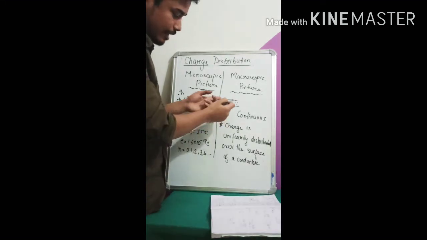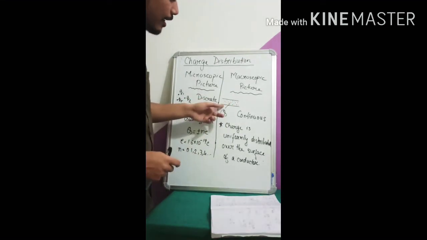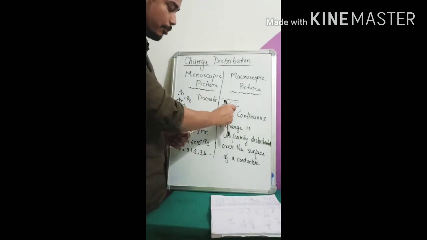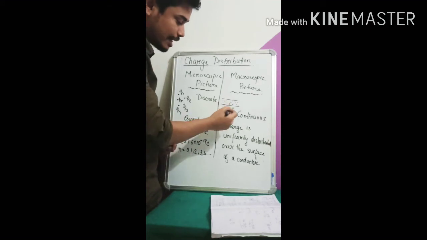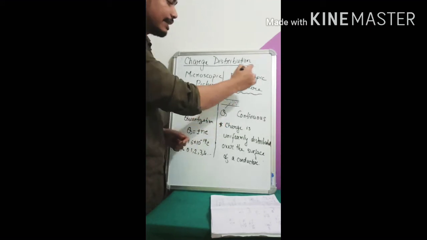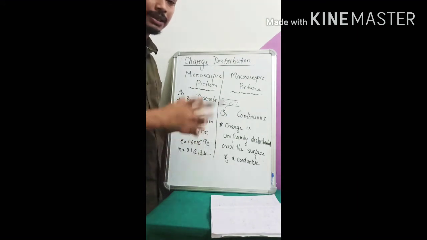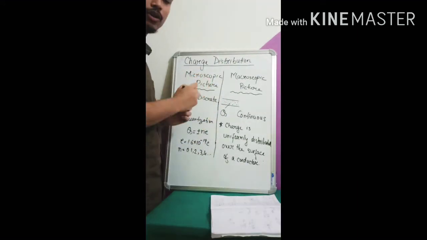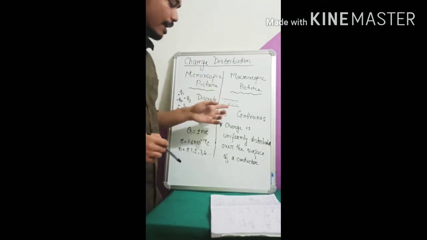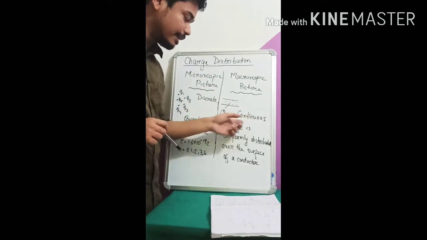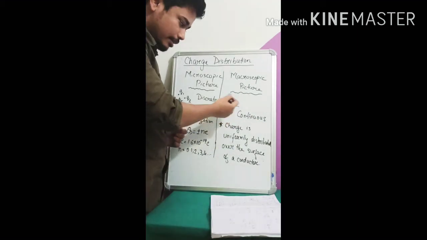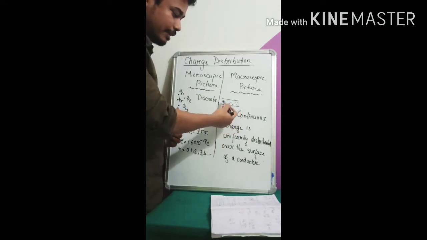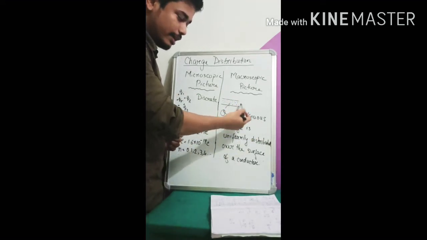So in this conductor, I have drawn the charges as a continuous distribution. In this continuous distribution, we have considered the total charge on this conductor to be Q. So this is a macroscopic picture. Macroscopic means a larger view. So we have taken a much larger view compared to the microscopic picture. In this picture, the charges are taken to be continuous. These charges are continuously distributed on this conductor.